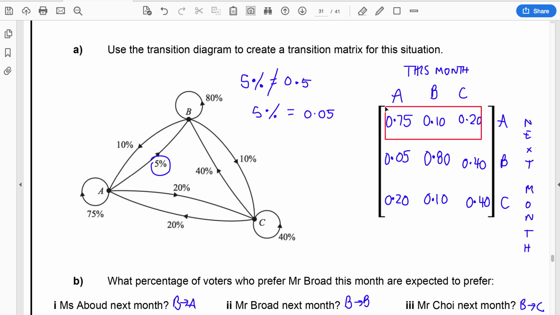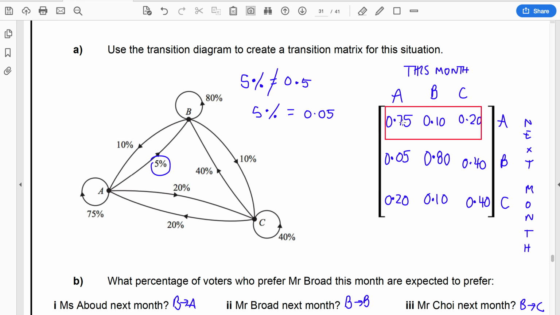We're really looking at this row because this row represents, have a look here, next month, and those that are changing their preference or keeping it for A. So we can see 75% of the ones that preferred Miss Abood before will like her again. 10% of the ones that preferred Mr. Broad will change to Miss Abood, and 20% of those who preferred Mr. Choi will change to Miss Abood. So we have to work with these three percentages here with the three values we were given.